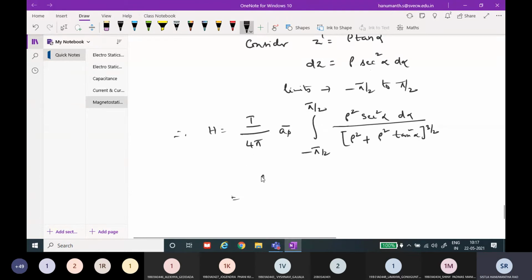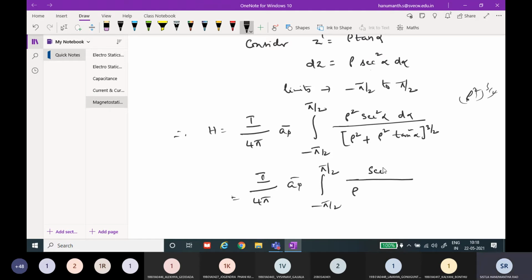Okay, so can you simplify this one? I by 4 pi a phi bar, integral from minus pi by 2 to pi by 2. If I take rho square as the common term in the denominator, rho square whole power 3 by 2 means rho cube. Rho cube over rho means 1 by rho.